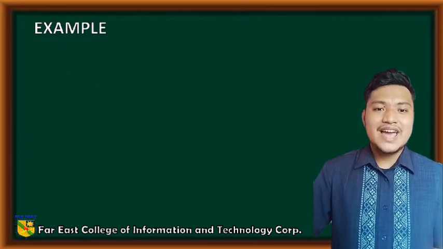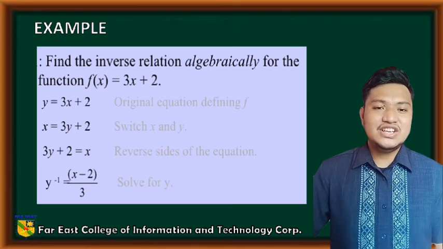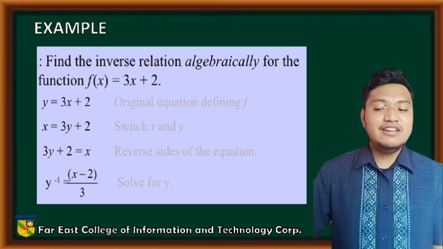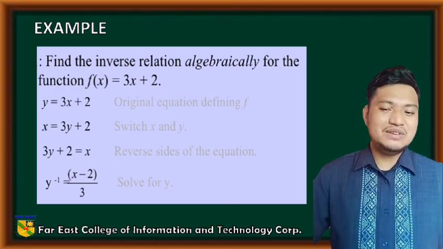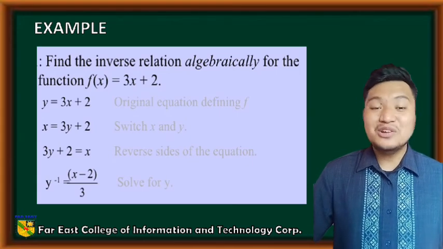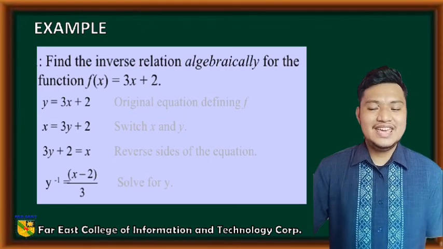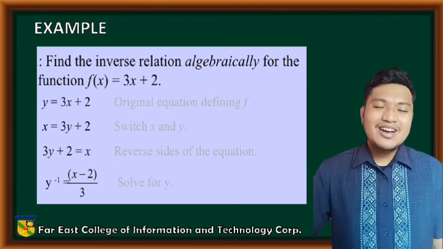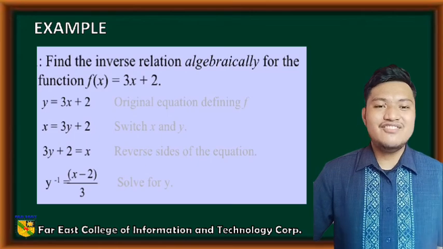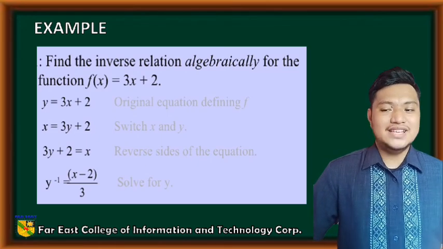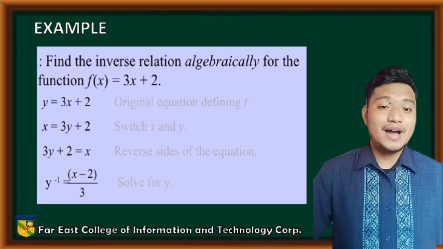Okay. So here is the example. Find the inverse relation algebraically for the function f of x is equal to 3x plus 2. When you say algebraically, they are algebra equations, so all of our equations are algebra. Okay? The first step is to convert f of x into y. Take note that f of x is equal to y. So y is equal to 3x plus 2. This is the original equation defining f.